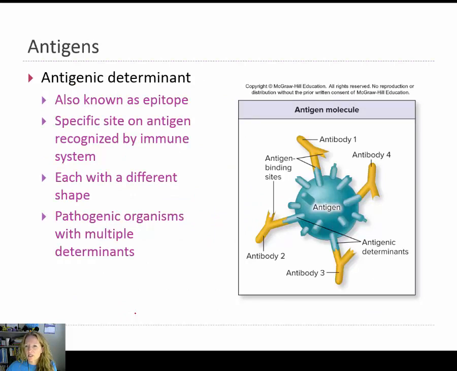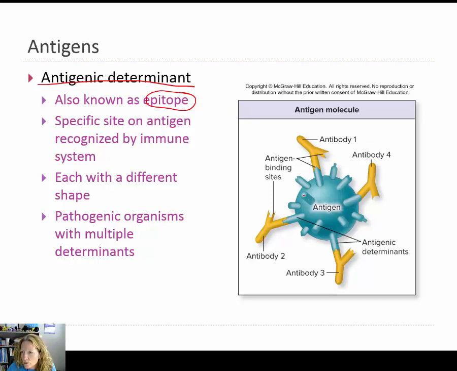As far as what specifically our immune system is going in and recognizing, it is going in to look for this thing called an antigenic determinant, also known as epitope. So if we take a look at this nice little picture that we have over here, there's the antigen, and as you can see, it actually has several different antigenic determinants.